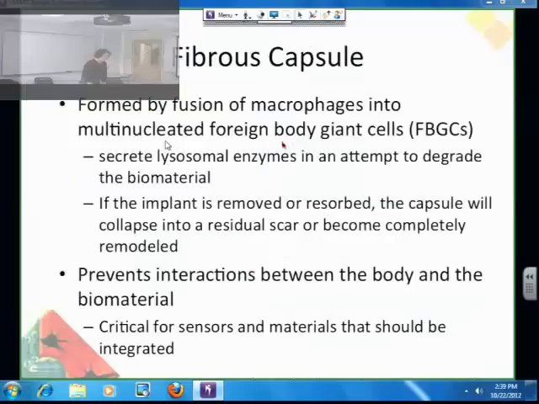So, more about the fibrous capsule. Within the fibrous capsule, you have lysosomal enzymes secreted by the macrophages that form it in an attempt to degrade the biomaterial. And if the biomaterial is able to be degraded by these lysosomal enzymes, then it'll eventually become degraded. So a lot of times you hear about, like, PLGA, for example, is a biodegradable polymer.